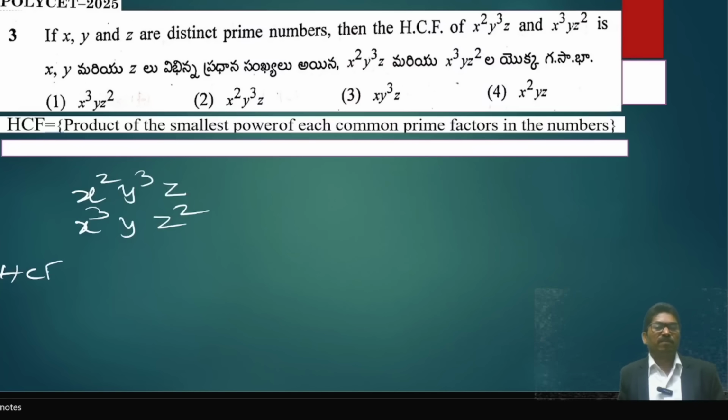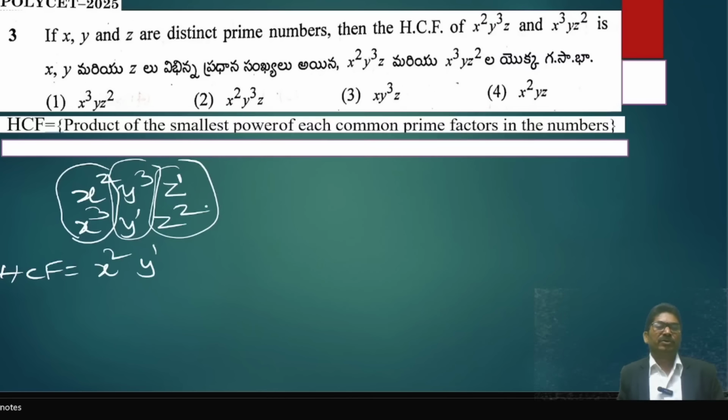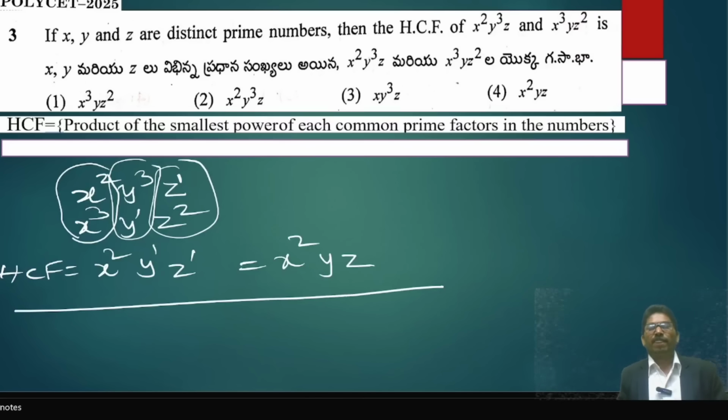So for the HCF, what is the smallest power of x? x square. What is the smallest power of y? y to the power of 1. What is the smallest power of z? z to the power of 1. So that is x square y z. This is the answer. So what is the correct option? x square y z, the fourth one, is the correct option.